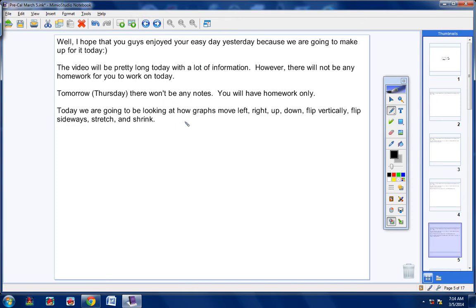Today we are going to be looking at how graphs move: left, right, up, down, flip vertically, flip sideways, stretch, shrink, all kinds of things, okay? So that's what we're going to do today. We're going to have a lot of pictures in your notes, a lot of things you're going to have to draw and write down, and a lot of side notes, okay? So even though when you started this video, whatever the video said, maybe it said 30 minutes, 45 minutes, the video is going to be longer than that because I really believe you're going to have to pause the video a lot and write some stuff down, okay? So please understand that.